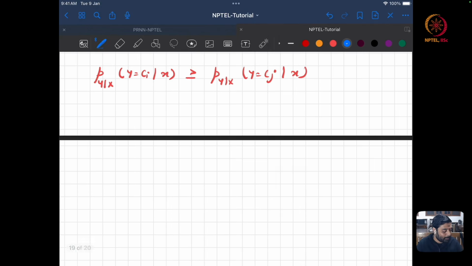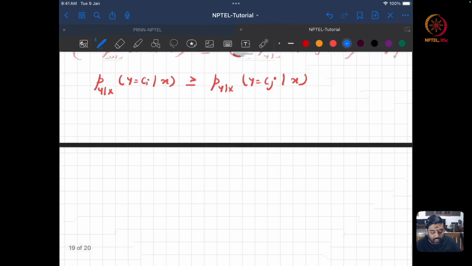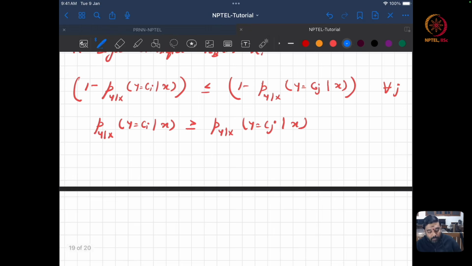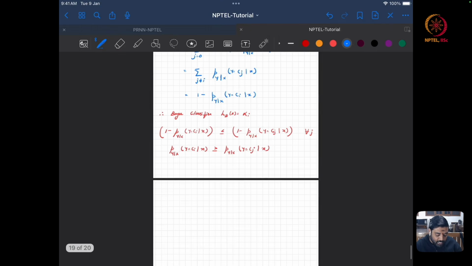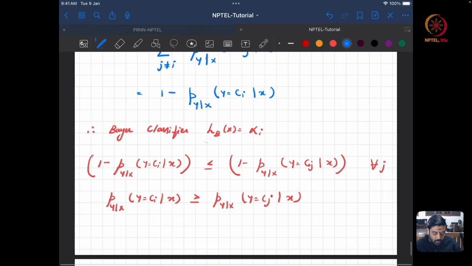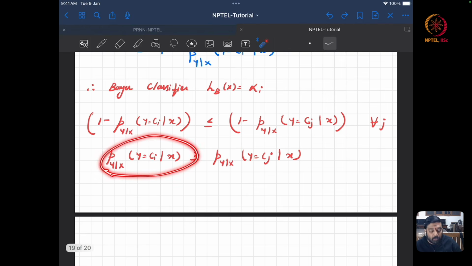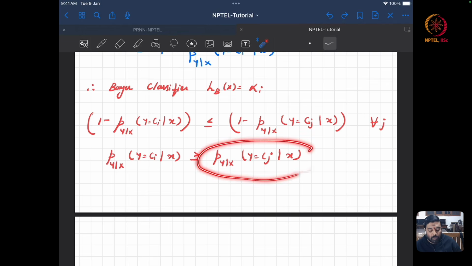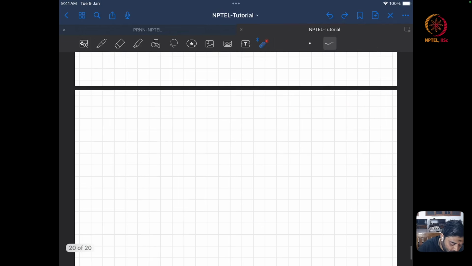Now what is this? Now which one is having the highest probability? That is the one that I am considering, right? Now I will say that my hypothesis function is assigning this particular label when the probability of that specific case is maximum among all of the true labels. Okay.